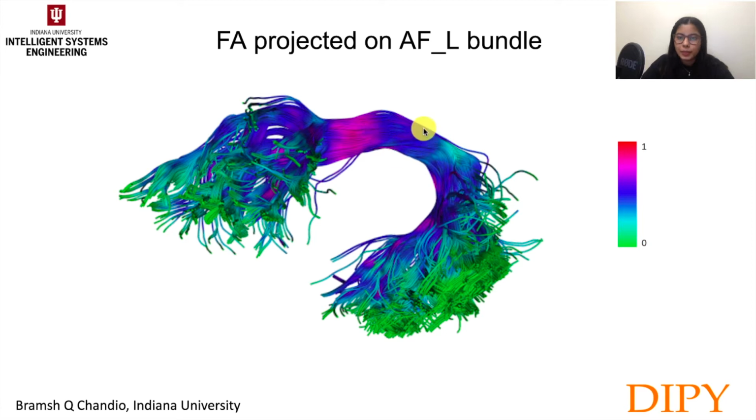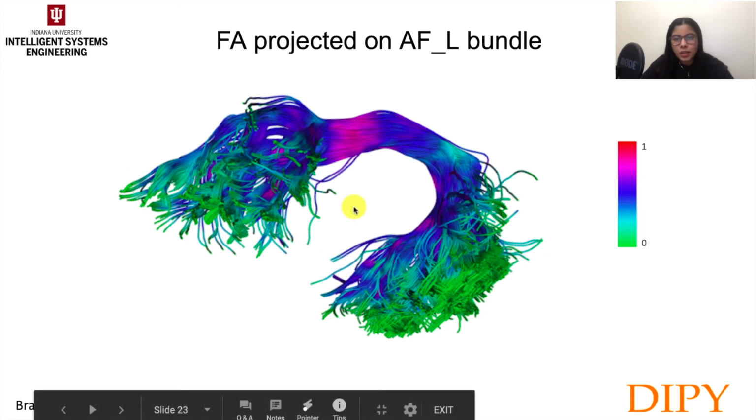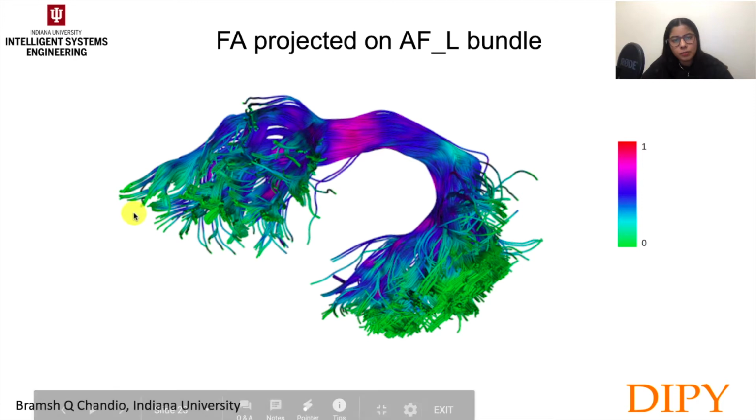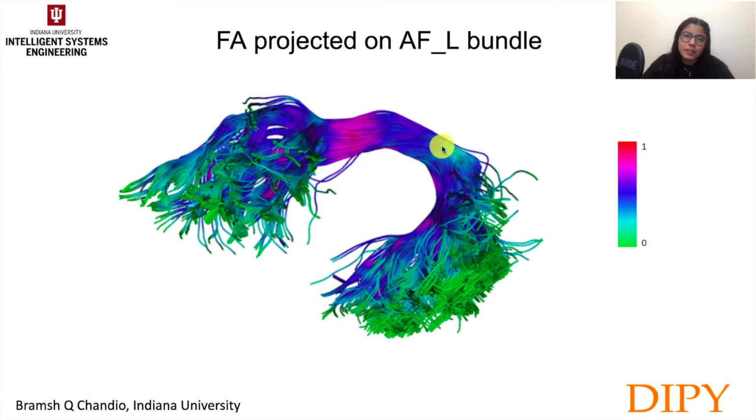We can see in the middle it's more around 0.5, and at this location it becomes more around 0.9, and at the ends it is very low. So analyzing this whole bundle as it is will be difficult, or maybe it doesn't even make sense, because as we look at this bundle, it also has a different shape as it starts and ends.